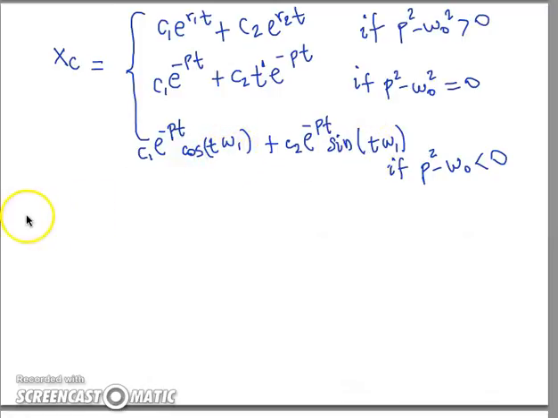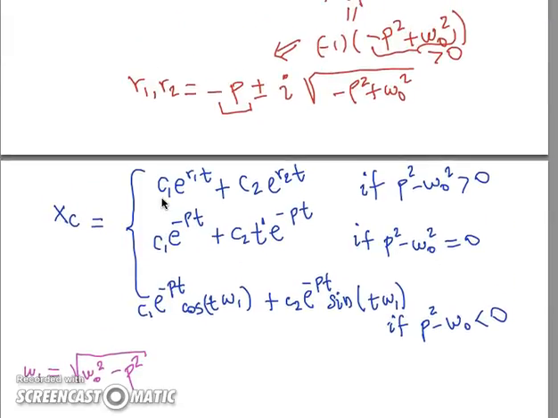One thing we have to mention here is that this omega 1 is the square root of omega 0 squared minus p squared. It's precisely the quantity that we had discussed before, so that's now the argument of the square root. We can rewrite in this form, and that's precisely what goes here as part of the argument of cosine and sine.